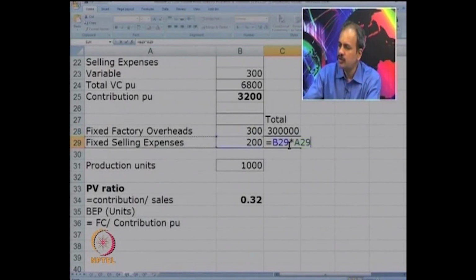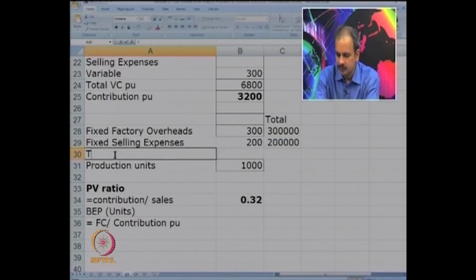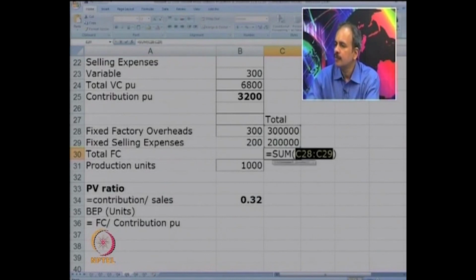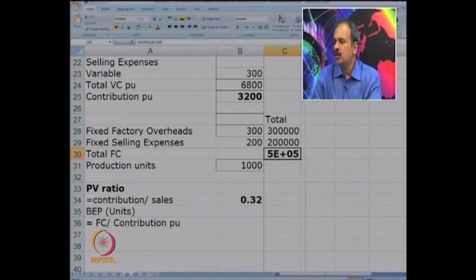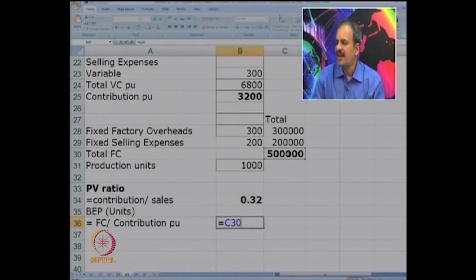So 200 into 1000. In case of fixed cost, per unit fixed cost is not of much use. What we are really interested in knowing is the total fixed cost. So the total fixed cost is 5 lakhs. For calculating BEP, it is fixed cost upon contribution per unit. So it is 5 lakhs divided by 3200.